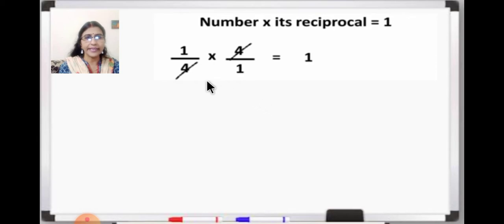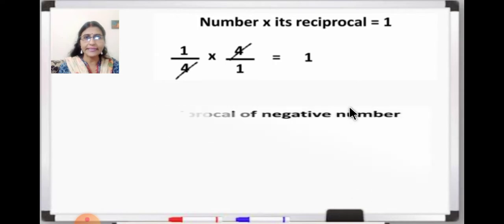Now here let us take an example. This is 1 upon 4. So it is a rational number. When you write its reciprocal, it will be 4 upon 1. And when we multiply these two, you will get 1. You can see here 4 and 4 will be cut. So 1. So a number into its reciprocal is always 1.